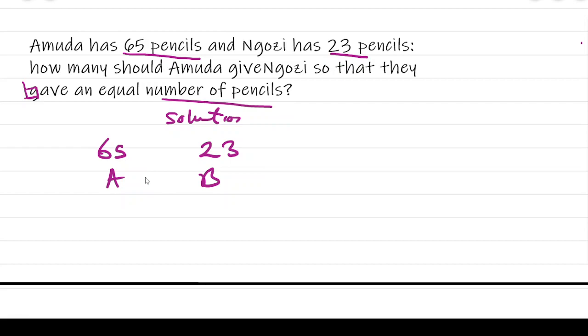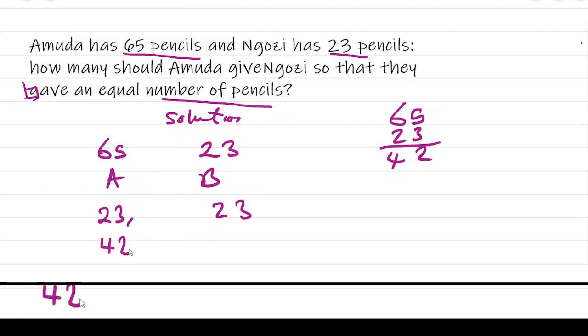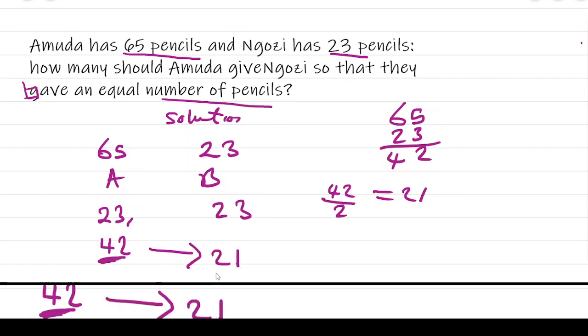Well, let's see how many pencils I have more than you. So let's see what 65 minus 23 will say. I have 42 pencils more than you. So that means my 23 pencils will be here, and your 23 pencils will be here, and I have an extra 42 more than you. For us to have the same amount, we have to divide this excess into 2. So 42 divided by 2 gives us 21. So Amuda has to give Ngozi 21 pencils so that they can have equal pencils. So the answer here is 21.